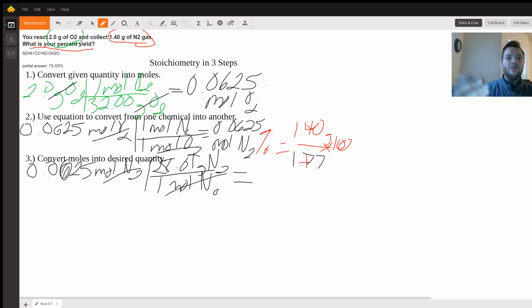Now that we have our theoretical and we have our actual, we can finish it out by doing the actual 1.40 divided by the theoretical 1.77, and that's going to be equal to 79.10%.